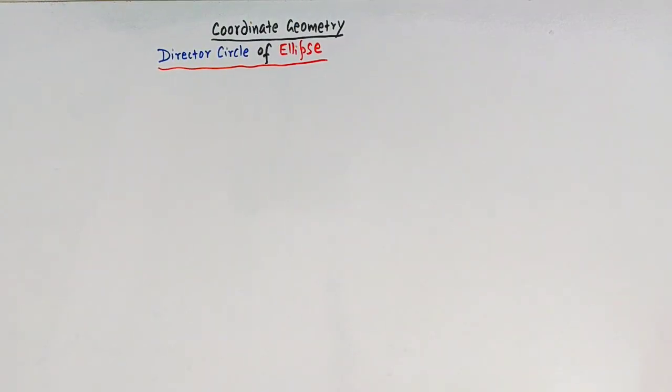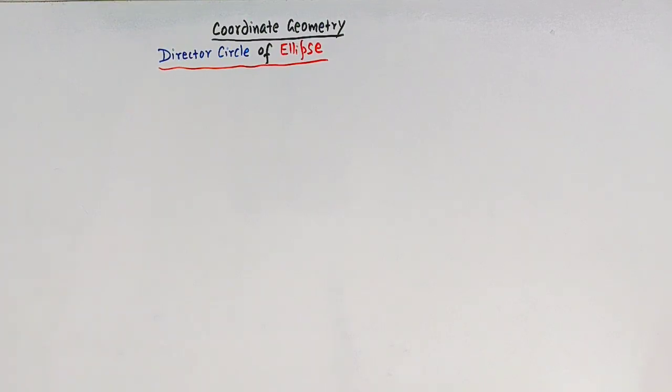Hello viewers, in today's class we are going to discuss one important concept from coordinate geometry under the topic conic sections. Here we'll see the concept of the director circle of an ellipse. We'll derive the equation of the director circle of an ellipse. Let us first see what is the meaning of the director circle of an ellipse.